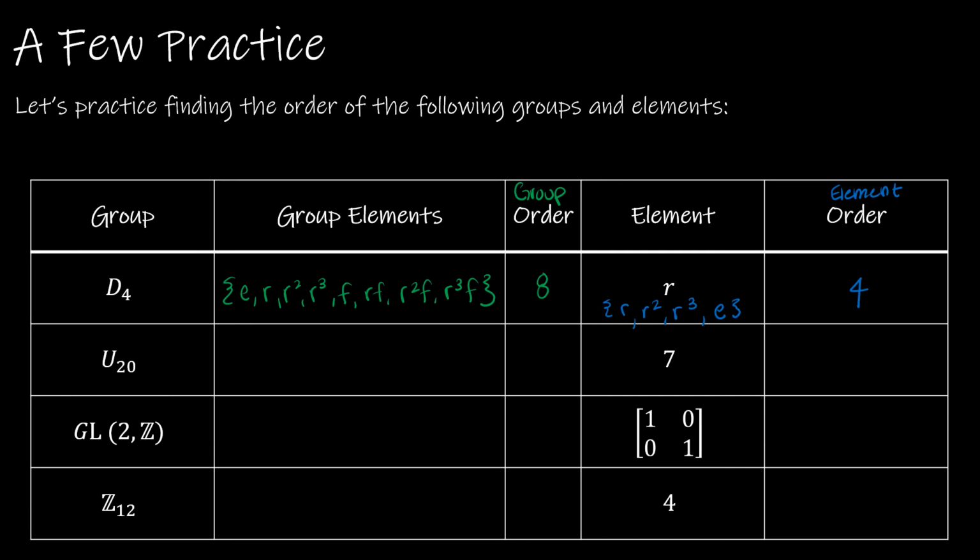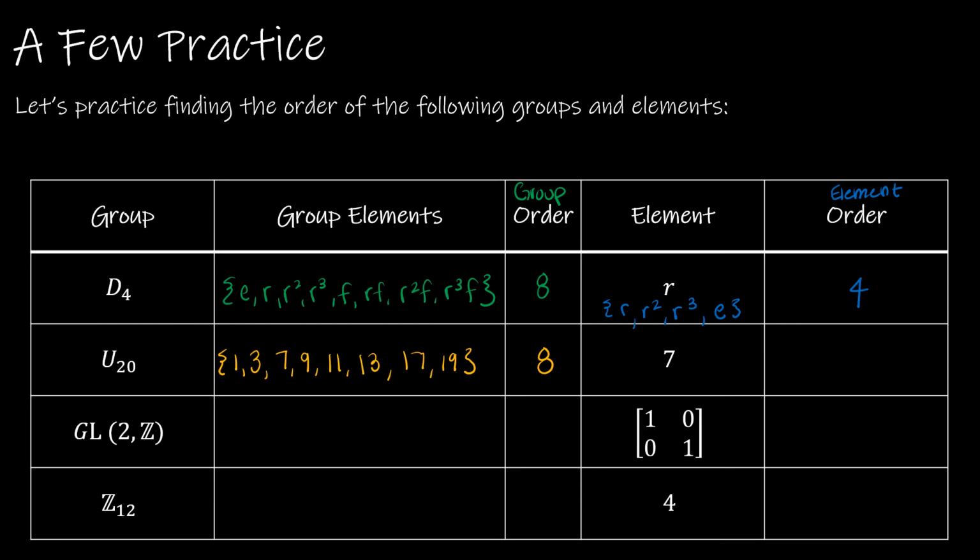Now let's look at U20. We're familiar with U. We just looked at U15. The group itself is the elements that are less than 20 relatively prime to 20. So let's come up with those. 1, not 2, 3, not 4 or 5 or 6, 7, not 8, 9, not 10, 11, not 12, 13, not 14, 15, or 16, 17, not 18, and 19. So we have 8 elements that are less than 20 and relatively prime to 20.